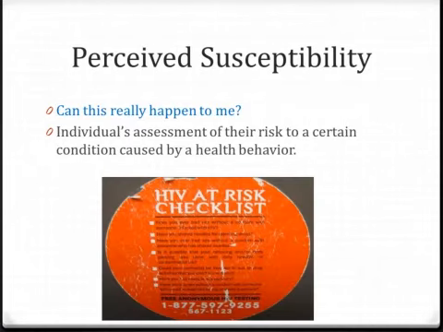In the first construct, perceived susceptibility, the person asks the question, can this really happen to me? The individual is determining if they believe that they can be affected by a certain condition based on what they personally know.